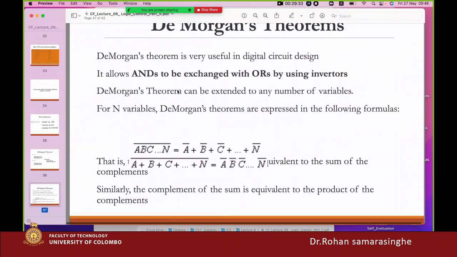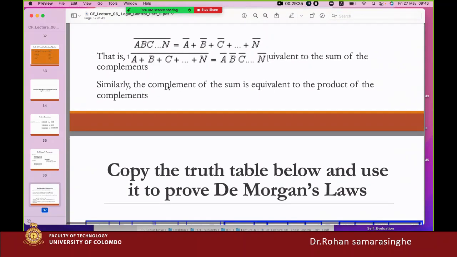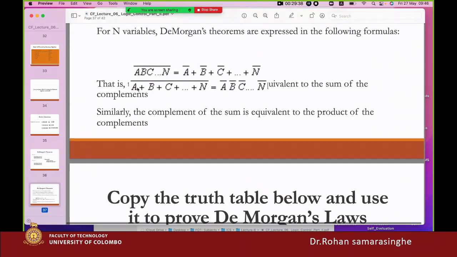De Morgan theorem is also very important to apply. Whatever the value, we can write like A, B, C up to n. We can write A bar plus B bar plus C bar plus up to n.